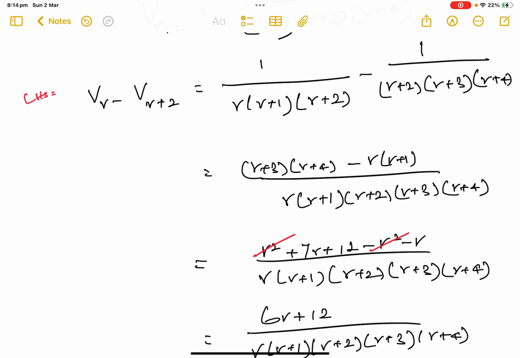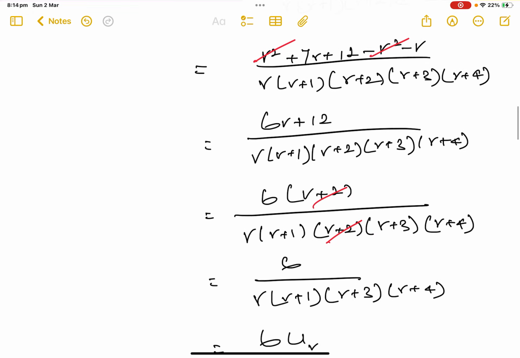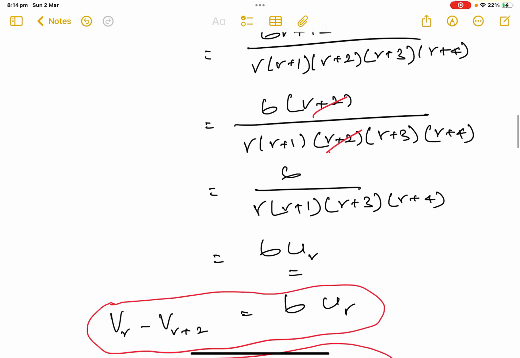Now expand the numerator. The numerator becomes r squared plus 7r plus 12, since 4 times 3 is 12, minus r squared minus r. The r squared cancels out. 7r minus r is 6r plus 12. So 6r plus 12, and the denominator is still the same. If you take 6 out, then r plus 2, and r plus 2 cancels out from the denominator. So the numerator is 6 and the denominator is r times (r plus 1) times (r plus 3) times (r plus 4).